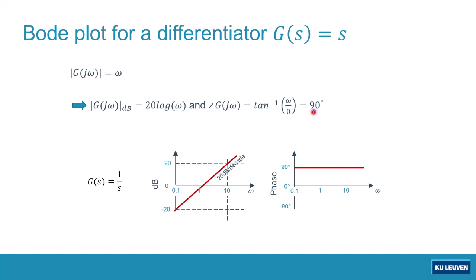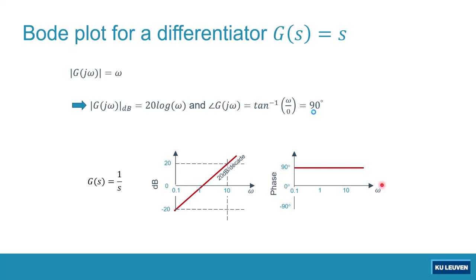If you compare this plot of this differentiator to the integrator, what do we see? As the differentiator basically is just the inverse of the integrator, the Bode diagram of the differentiator is also just the inverse of the Bode diagram of the integrator. As you can see here, the magnitude plot is just the mirror plot of the integrator magnitude plot. It is only mirrored by the horizontal axis.